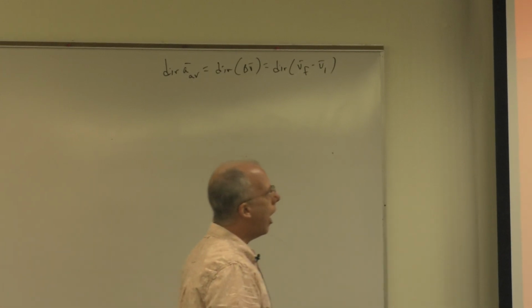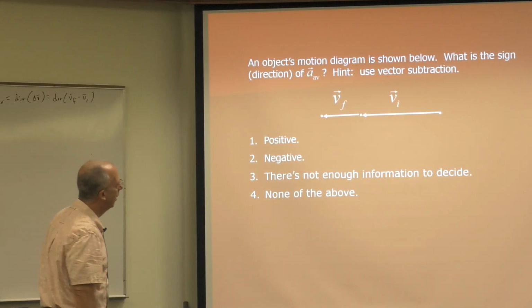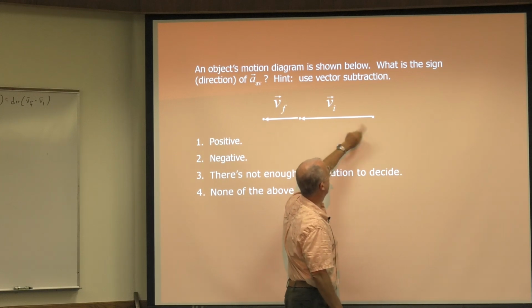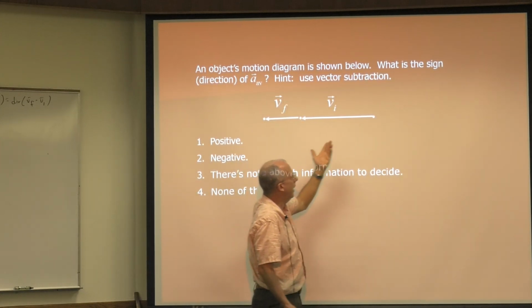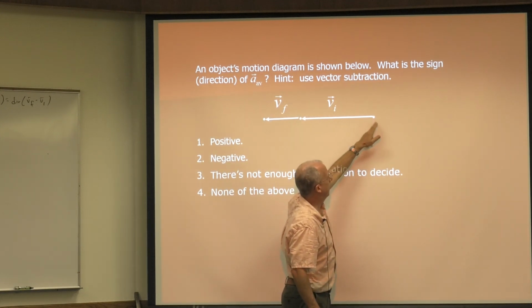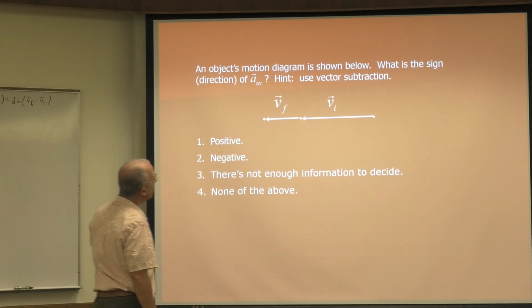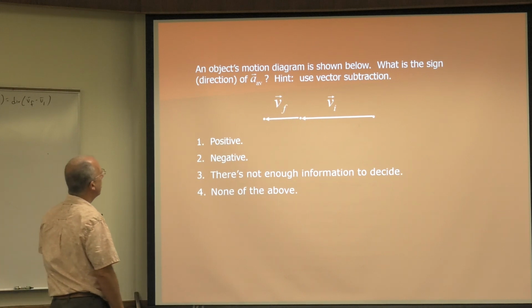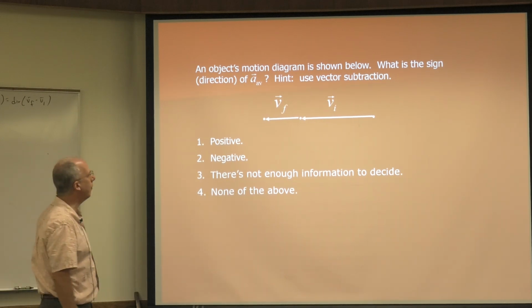All right. An object's motion diagram is shown below. Got it. So yeah, sometimes, instead of just drawing the dots, they just label it like this is the initial velocity and this is the final velocity. That's okay. You don't have to label them like 1, 2, 3 or something like that. So an object's motion diagram is shown below. Great. What is the direction, what's the sign, of A average?